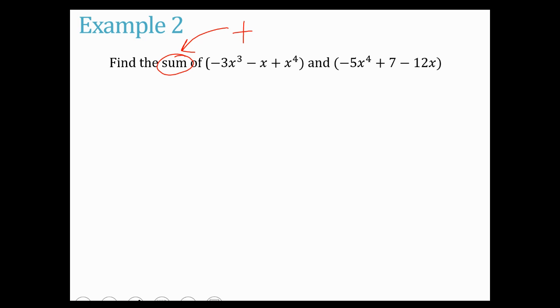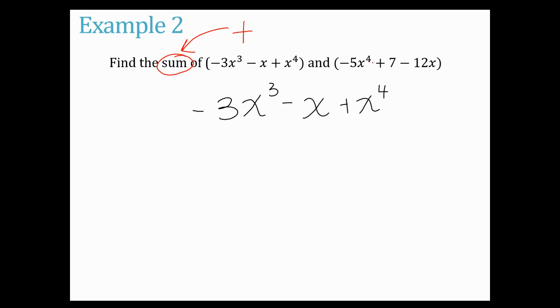So I'm going to do the same thing where I'm going to write my polynomials and stack the like terms. So I'm going to start by writing the first one. So negative 3x to the third minus x plus x to the fourth. And I'm going to write my second polynomial underneath, making sure I stack the like terms. So starting with the negative 5x to the fourth, I'm not going to put that under the negative 3x to the third. Even though they're both first, they have different exponents, so they are not like terms.